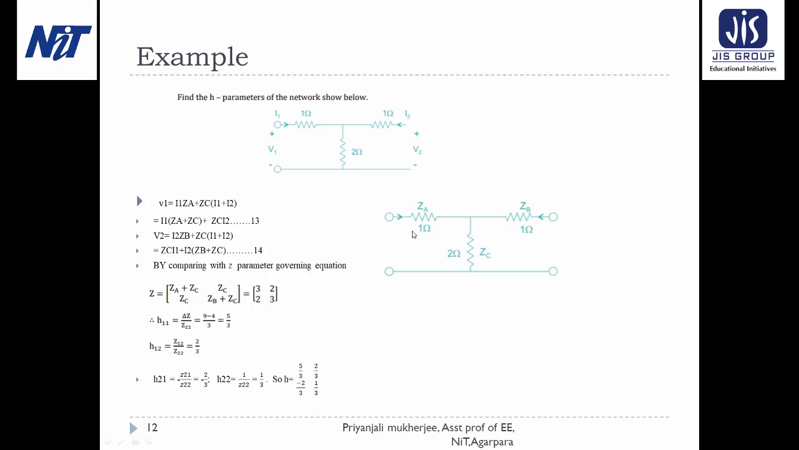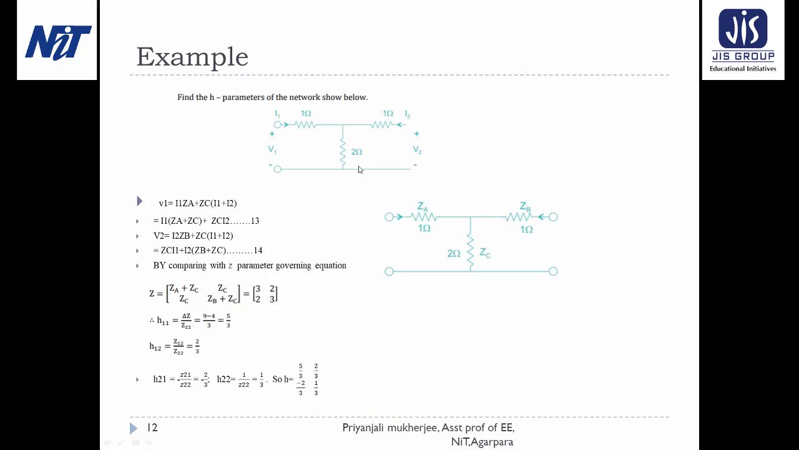So we can write down the KVL equation: V1 equal to I1 into ZA plus ZC, and in that case through ZC both the I1 and I2 currents are flowing. So ZC into I1 plus I2, and it can be rewritten as I1 into ZA plus ZC plus ZC into I2. Similarly, for V2, we can say that I2 is flowing through this 1 ohm, whereas through this 2 ohm, both I1 and I2 are flowing.